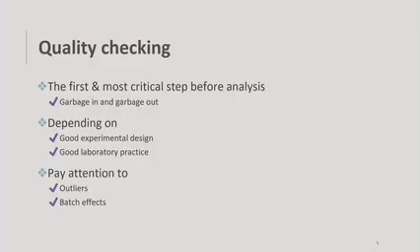So quality checking is the first and most critical step before we start our analysis. If we have some samples where something really went wrong, they can really skew our entire analysis. Having high quality data mostly depends on good experimental design and good laboratory practice. There's limited things that we can do once we're actually analyzing the data, but there are 2, and so we'll go over those now. It's related to outliers and batch effects.